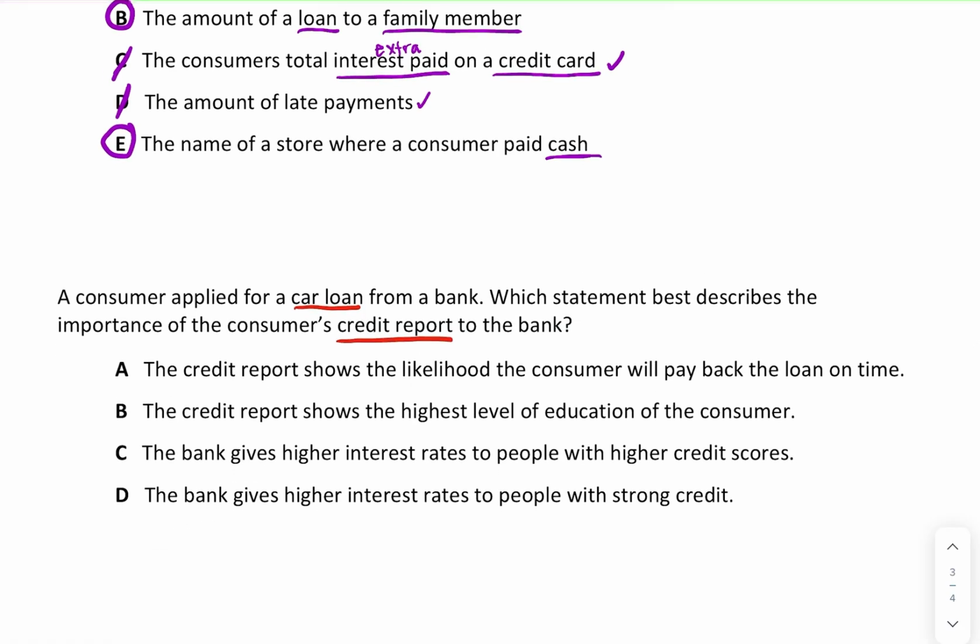So, A, the credit report shows the likelihood the consumer will, looky there, pay back the loan on time. So that's exactly what we just talked about. We want to know, are you going to pay them back? So that's it. We don't even need to go any further. On B, we have not talked about the level of education. That has nothing to do with your credit report.